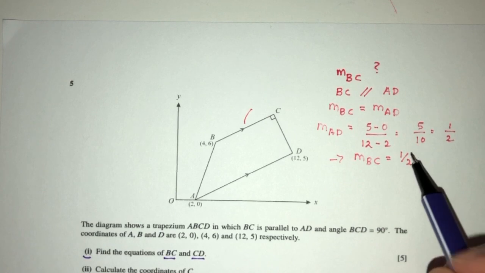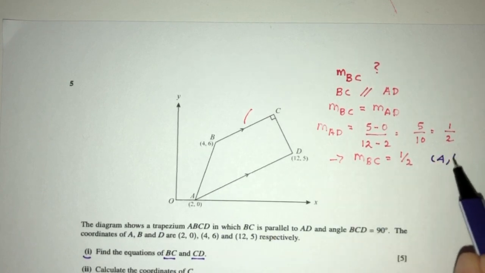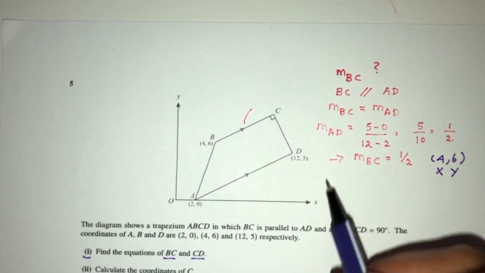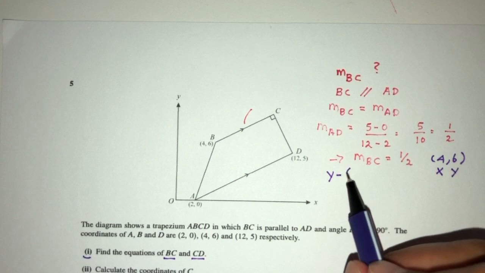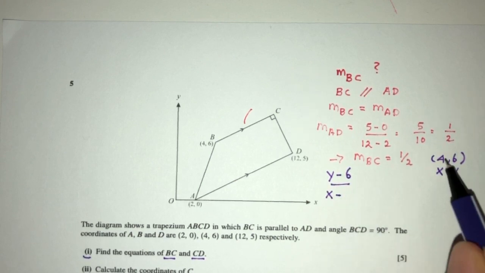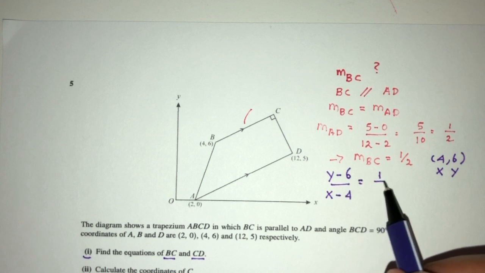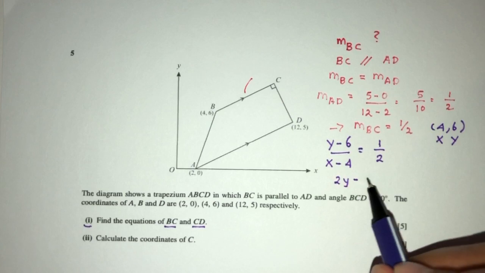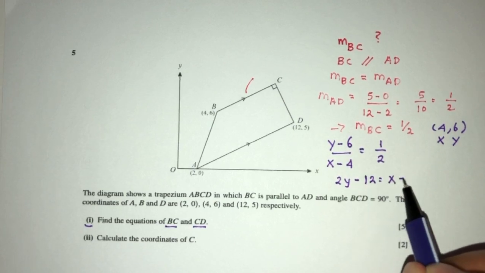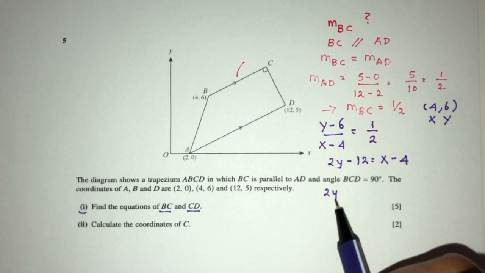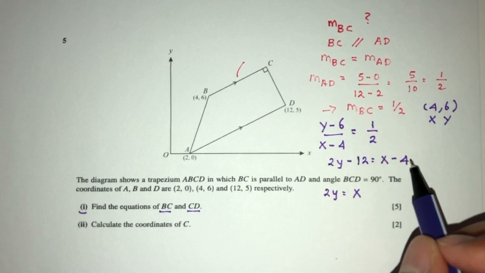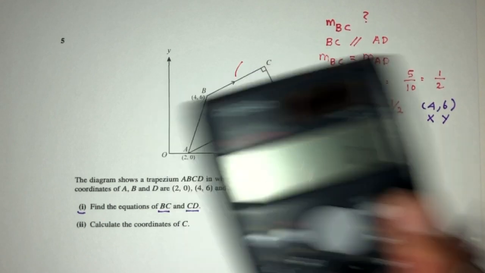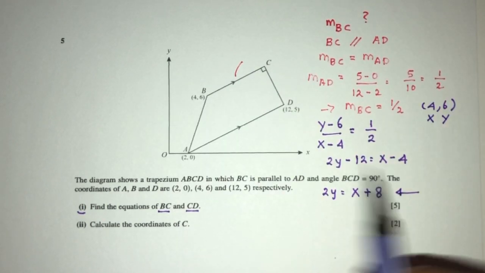Now we can use the gradient and the passing point, which is 4, 6, to find the equation of BC. This will be my x value and my y value. So y minus this corresponding value over x minus its corresponding value has to be 1 over 2, which is the gradient. Now we simply cross multiply. You will have 2y minus 12 is equal to x minus 4. Continue. 2y has to be x. Send this over here. So minus 4 plus 12 will be plus 8. But you can always double check. Why not? That will be plus 8. So this will be the equation of BC.